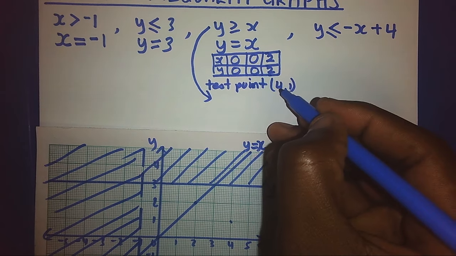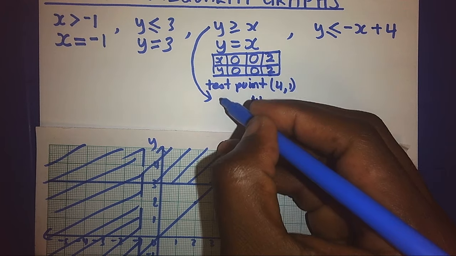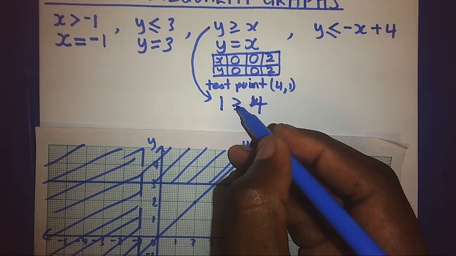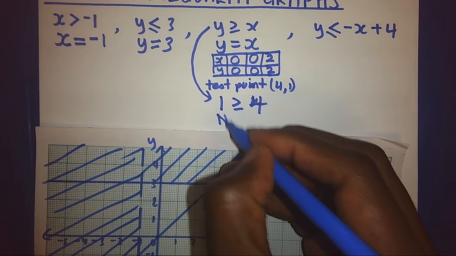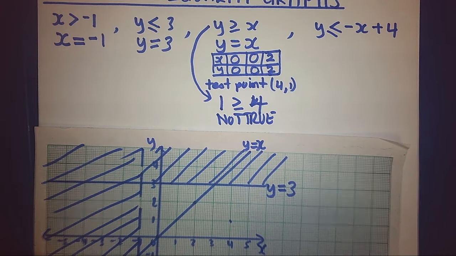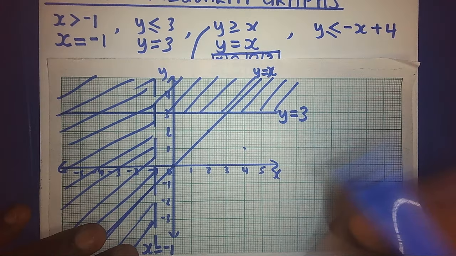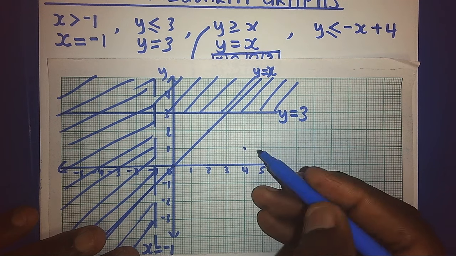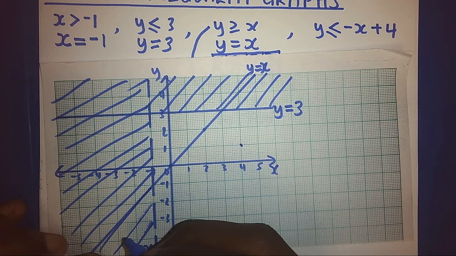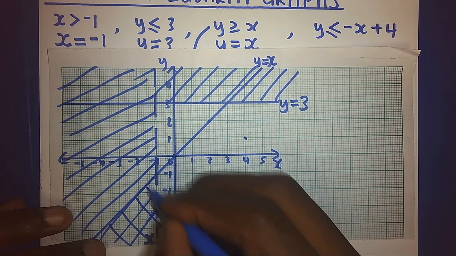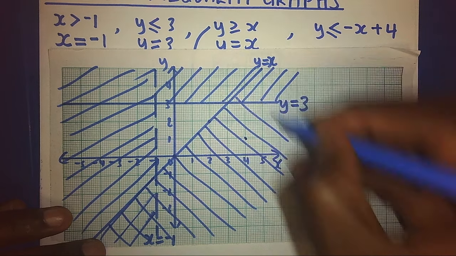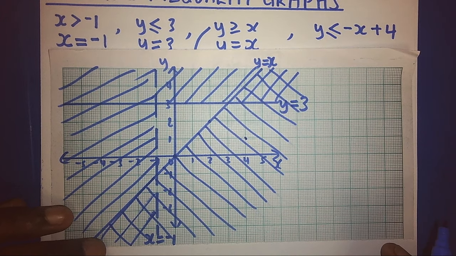4 is X. 1 is Y. My sign is greater or equal to. 1 is greater or equal to 4. This is not true. If it is not true, it means this point does not satisfy our inequality. So if this point does not satisfy our inequality, it means all of this region is not wanted. So we shall shade the same side where the point is located, because this point is not true, meaning this point is among the points which are not wanted.